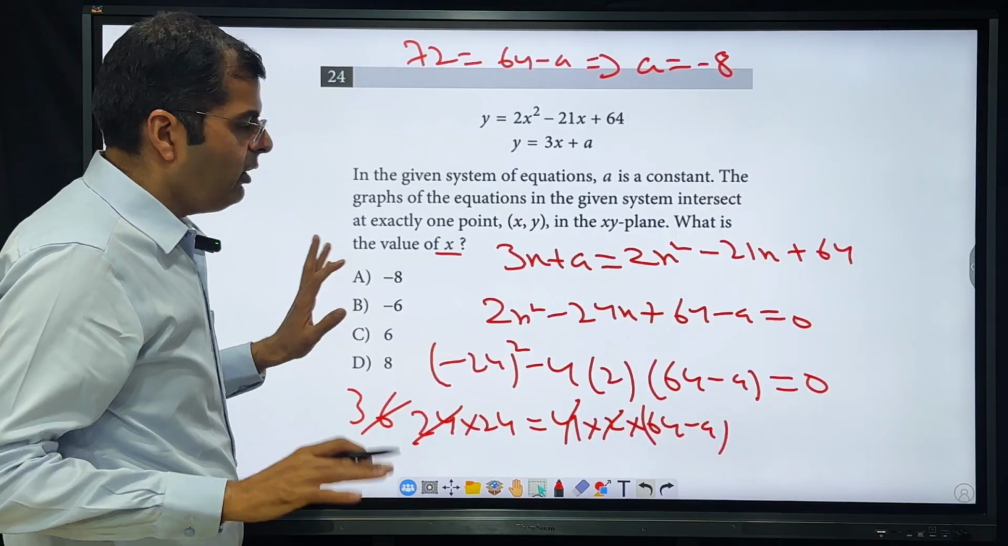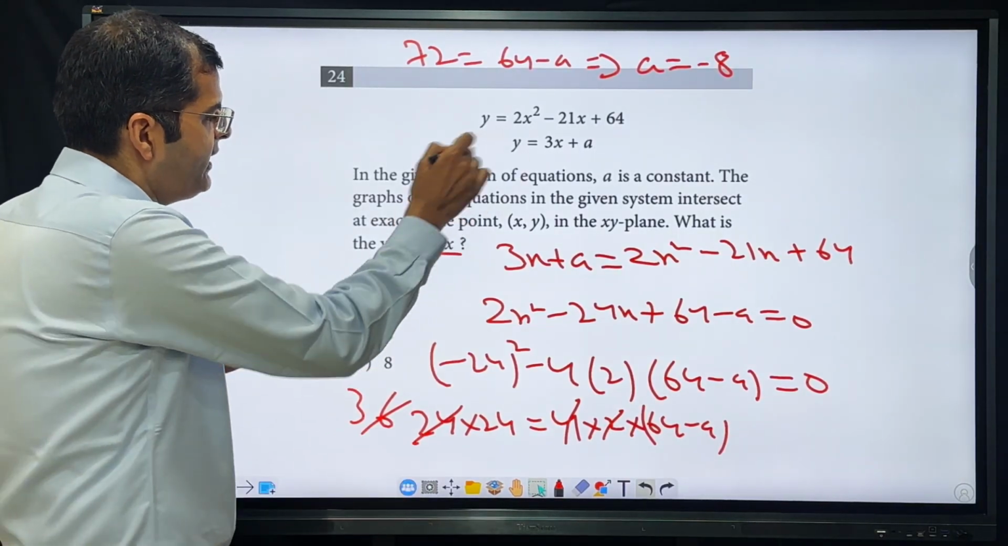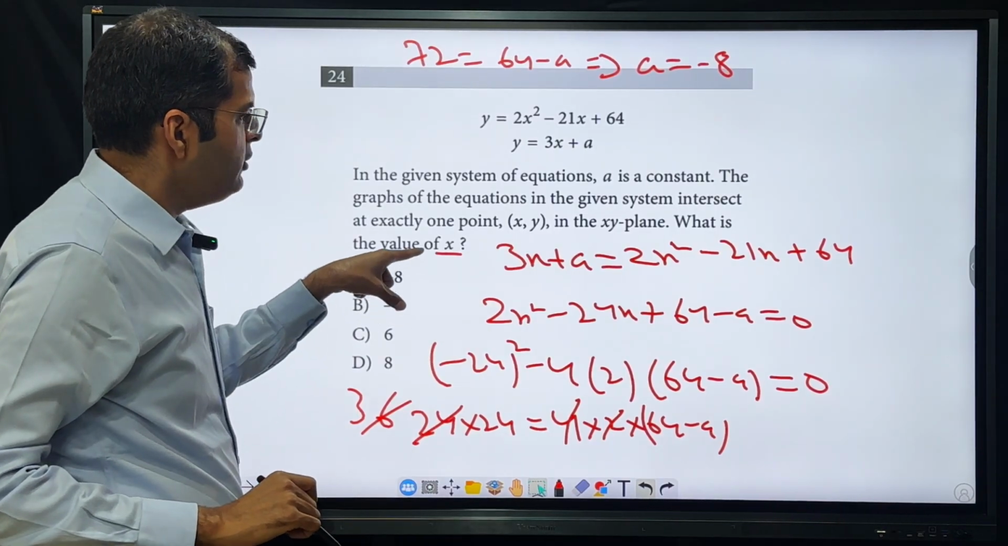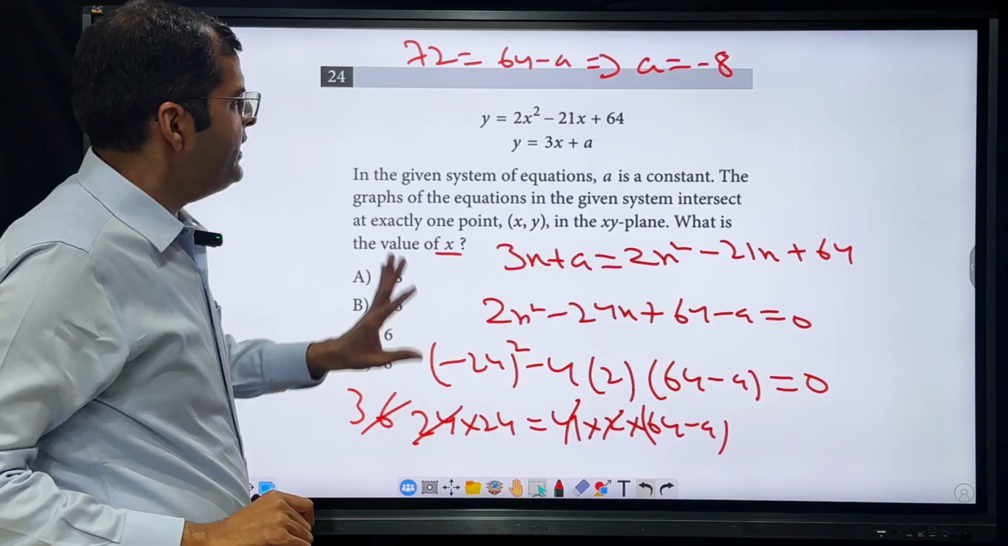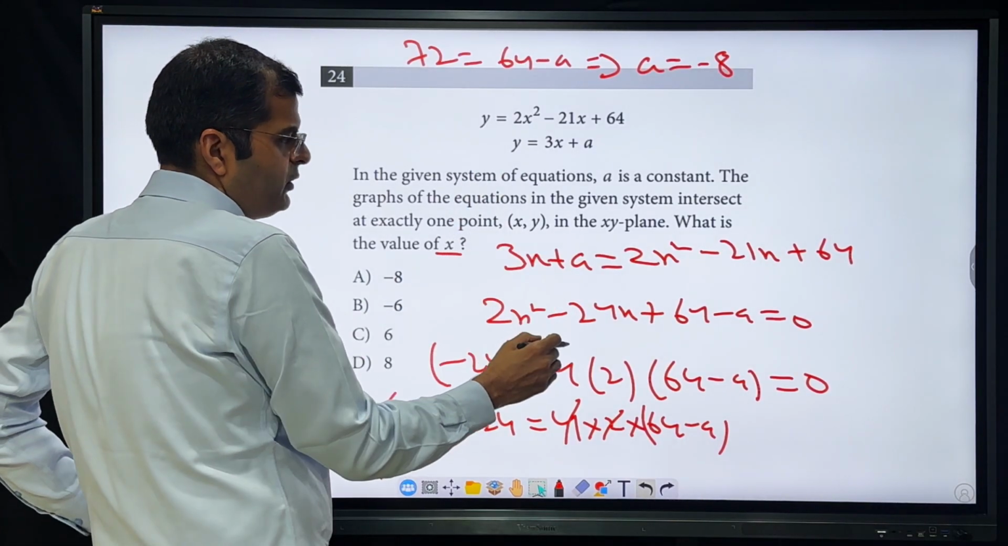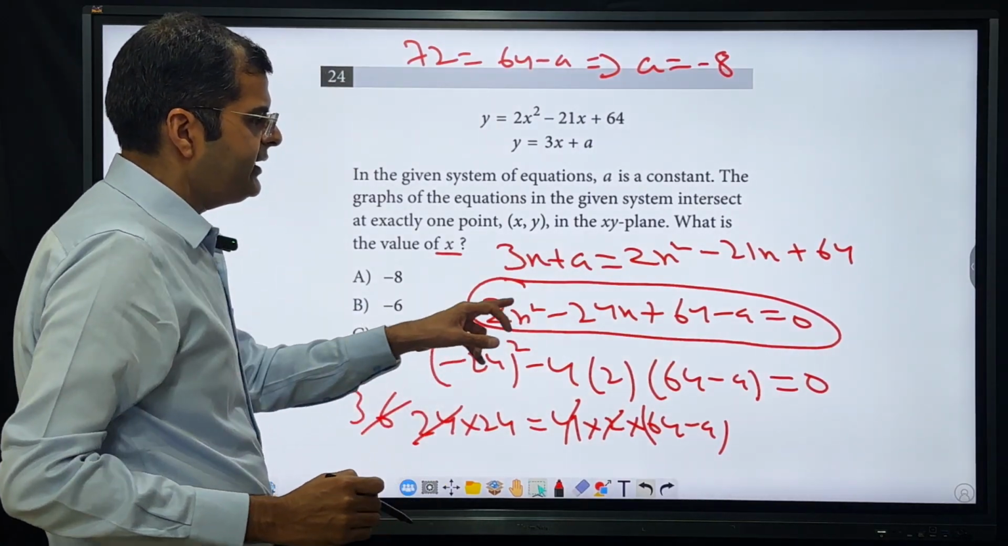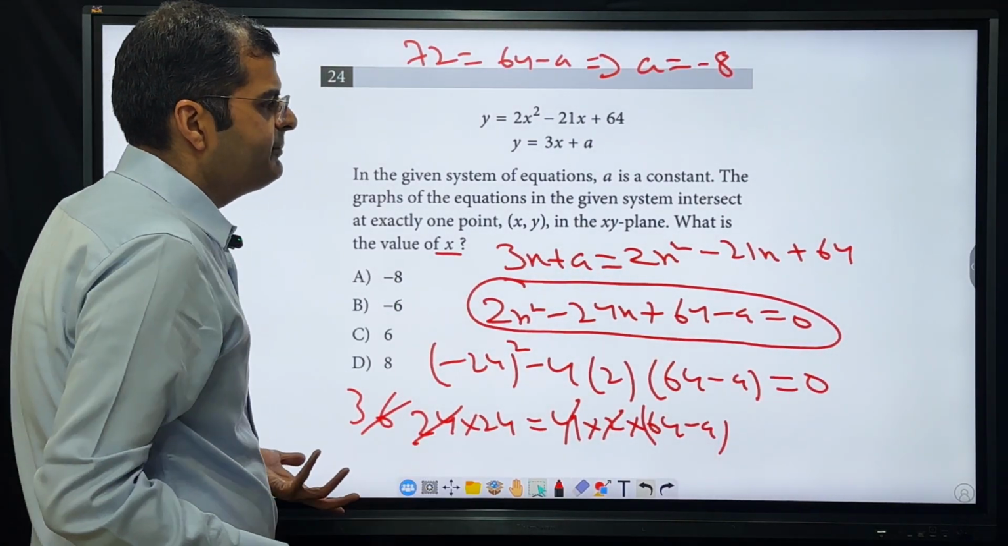Keep in mind, minus 8 option is a trap here. Many students will find a and tick minus 8. Okay, you don't have to find a. You have to find the value of x. So a is minus 8. So if I put a as minus 8 now in this equation, I will get the quadratic in x and solve it to get the answer.